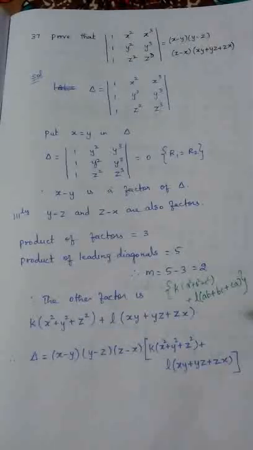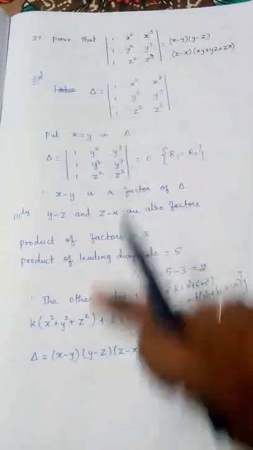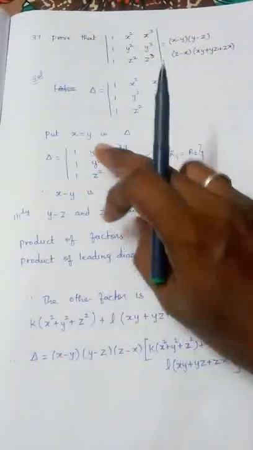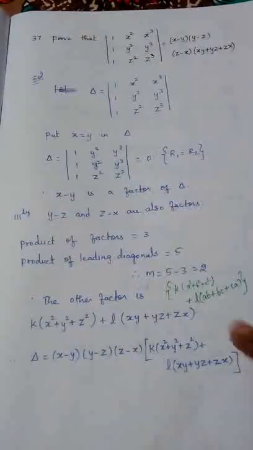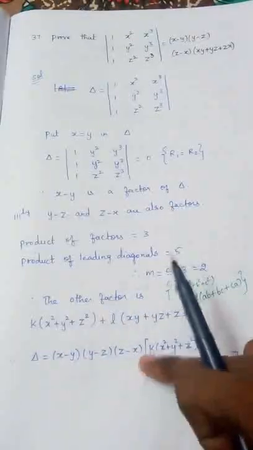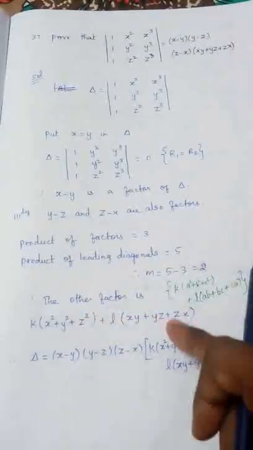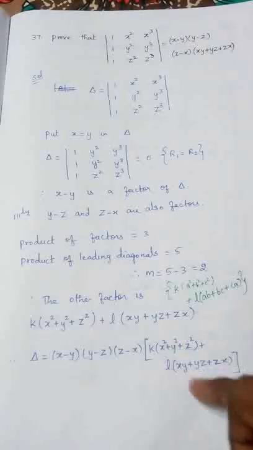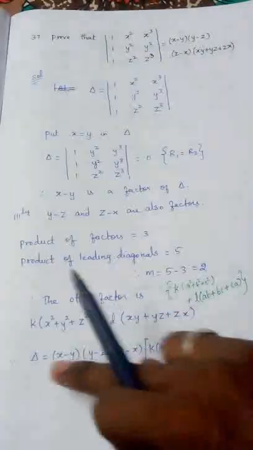Now we found out all the factors, so we'll write, therefore this delta, this question can be written as, what are the factors that we found out? Three factors: x minus y, y minus z, z minus x, that I have written here. And the other factor is this. Since it has two terms, put a square bracket and write those terms. So now these are all the factors for delta.